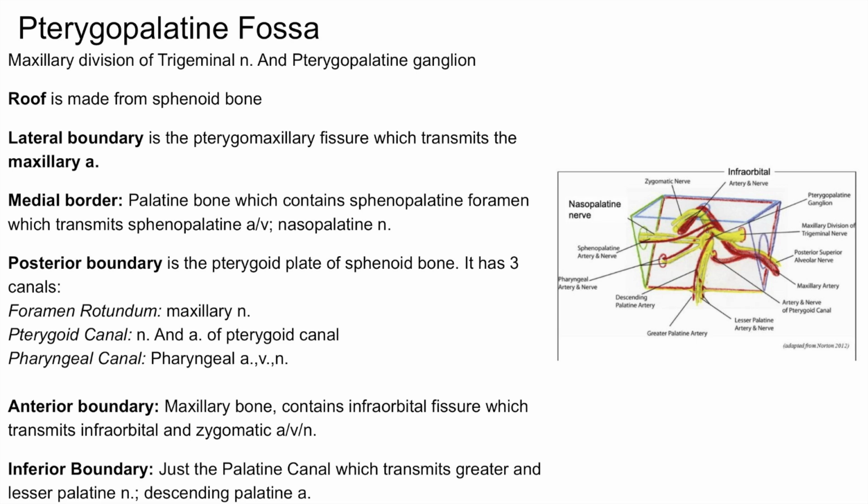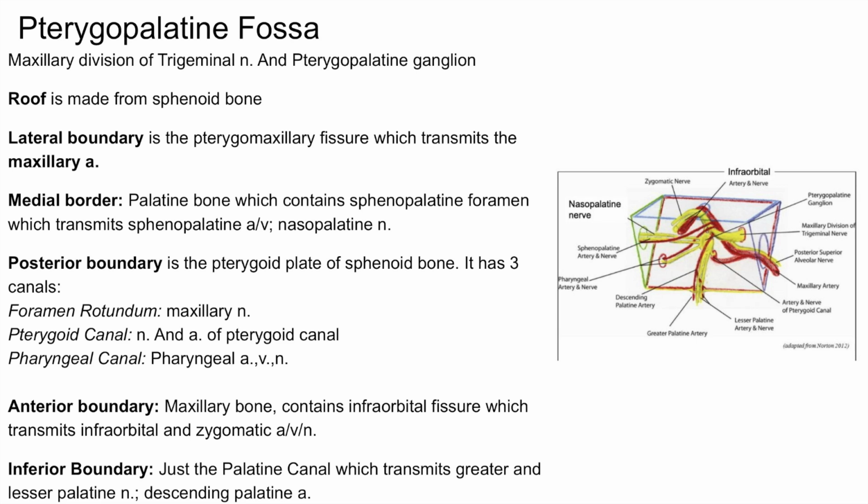Anteriorly, the fossa communicates with the orbit via the inferior orbital fissure, sending out the infraorbital nerve and zygomatic nerve. So you want to be thinking anterior is the orbit. Inferiorly, everything funnels down into the palatine canal, carrying the greater and lesser palatine nerves and descending palatine artery to the palate. So if you just remember inferior is palate, which kind of makes sense given where this sits anatomically, it's not too bad. So again, just putting it all in one space here.